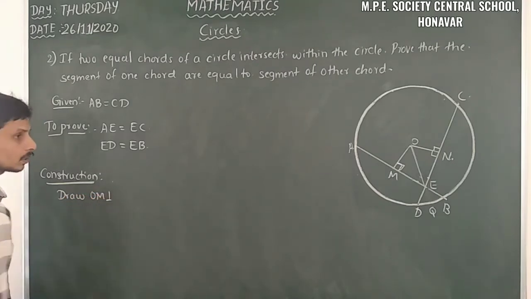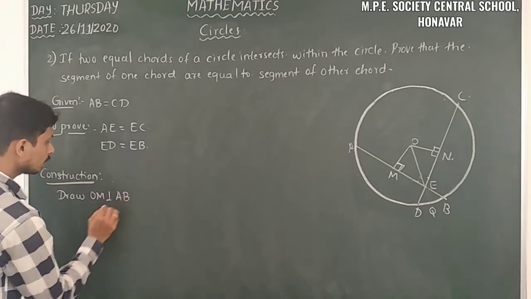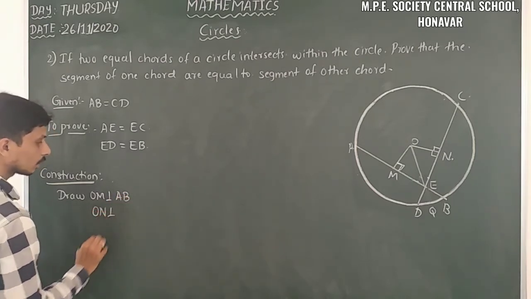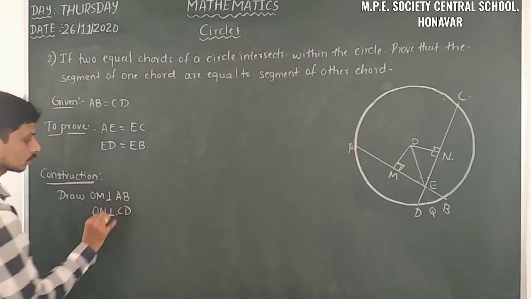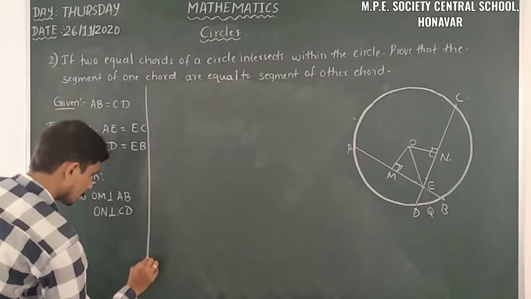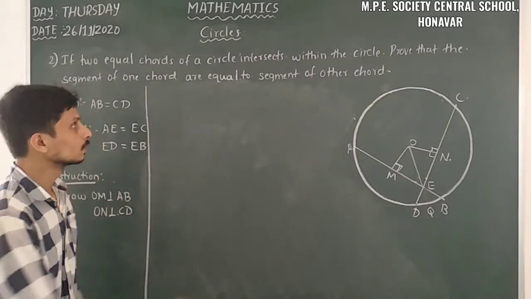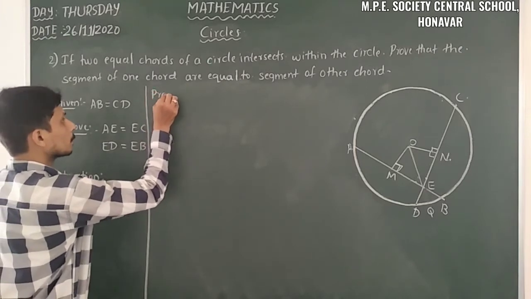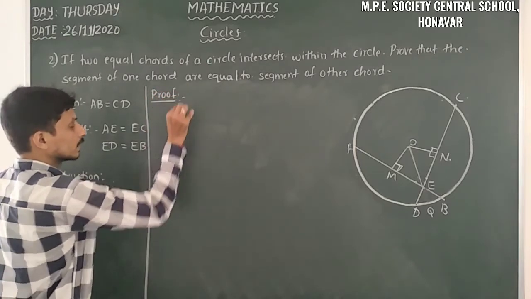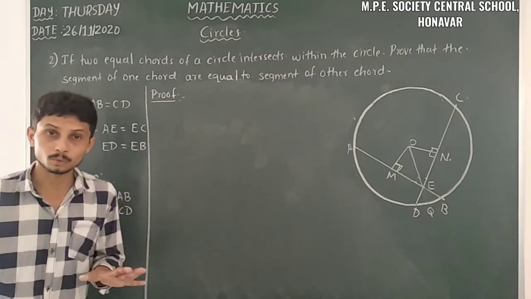OM is perpendicular to AB and ON is perpendicular to CD. So we have to take these two constructions. Yes, so let us take the proof of this problem. Yes, so here just observe. Firstly, we have to know what the proof of that one is.